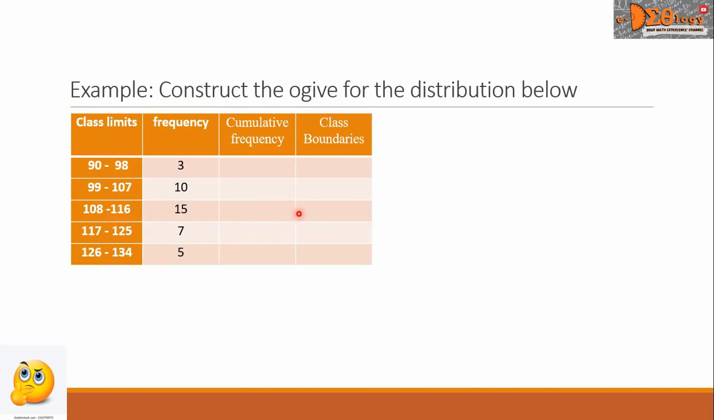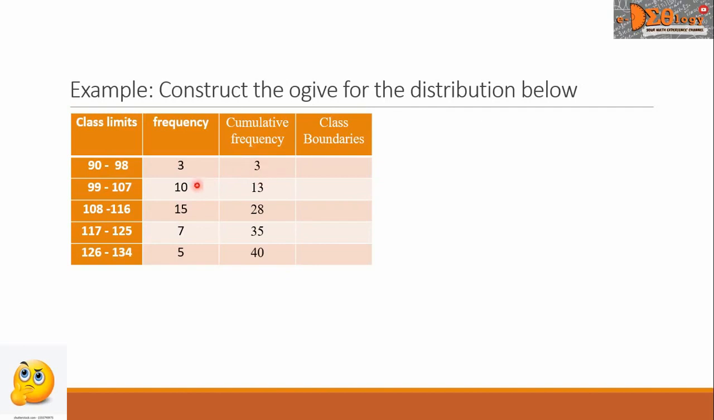The next is, we will make two more columns. The first column is for the cumulative frequency and the other column for class boundaries. Let us complete the column of cumulative frequency. The first number, 3, we copy from the frequency of the first class.